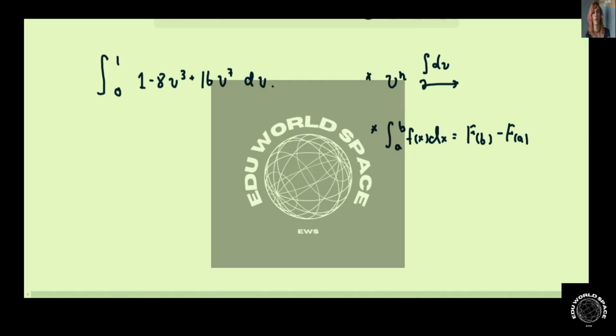Okay, let's go ahead and do this problem. We're given the integral of 1 minus 8v cubed plus 16v to the 7th dv. So in order to evaluate this expression, all we need to do is to utilize these two facts: the power rule of the antiderivative, and the second part of the fundamental theorem of calculus. So let's remember this portion.